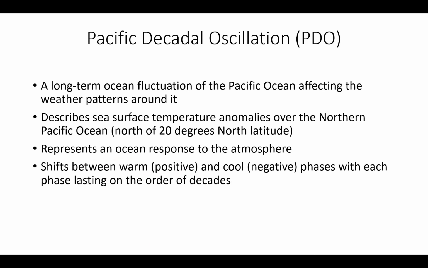First things first, what exactly is the Pacific Decadal Oscillation? It is a long-term ocean fluctuation of the Pacific Ocean affecting the weather patterns around it. Specifically, it describes the sea surface temperature anomalies over the northern Pacific Ocean, generally north of 20 degrees north latitude. And the PDO represents an ocean response to the atmosphere.